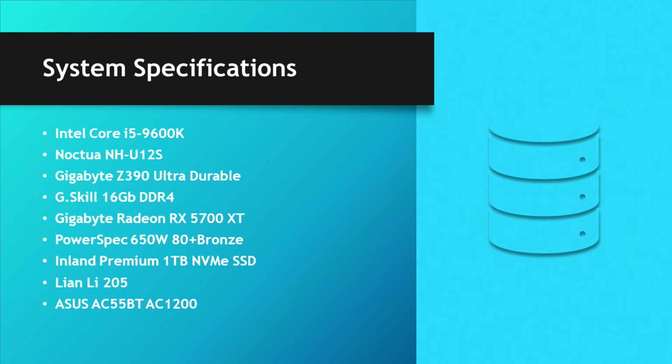The graphics card we are using is a Gigabyte Radeon RX 5700 XT. The system is powered by a PowerSpec 650 watt 80 Plus Bronze power supply. We are using an Inland Premium 1TB NVMe SSD as our main boot drive. For our Wi-Fi adapter, we are using an ASUS AC55BT AC1200. And all these parts are living in a Lian Li 205 case.